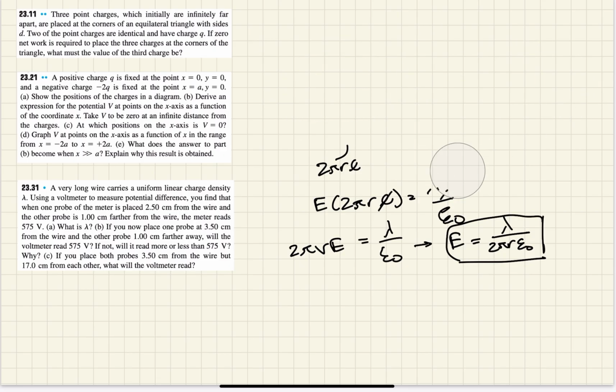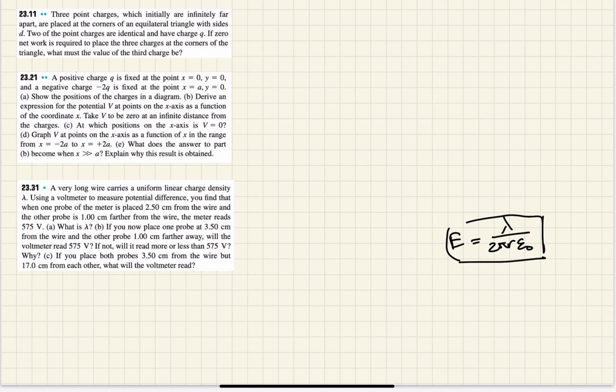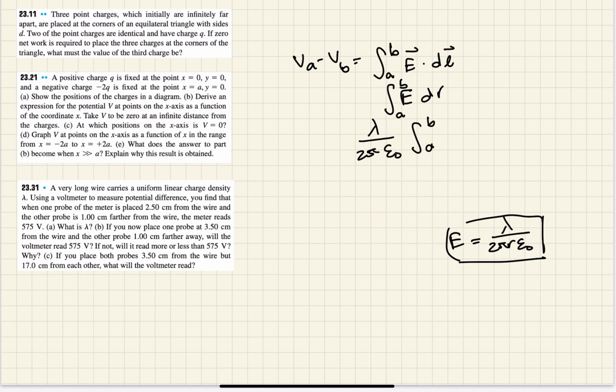I'm going to erase the derivation of this so we can solve for potential. What is the formula for potential? The change in potential from A to B is equal to the integral from A to B of electric field times dl. In this case, we can just treat it as E times dr because electric field is constant. We know the formula for that is this. We can take out a lambda over 2 pi epsilon naught, so it's lambda over 2 pi epsilon naught times the integral from A to B of 1 over r dr. And the integral of 1 over r is ln of r.